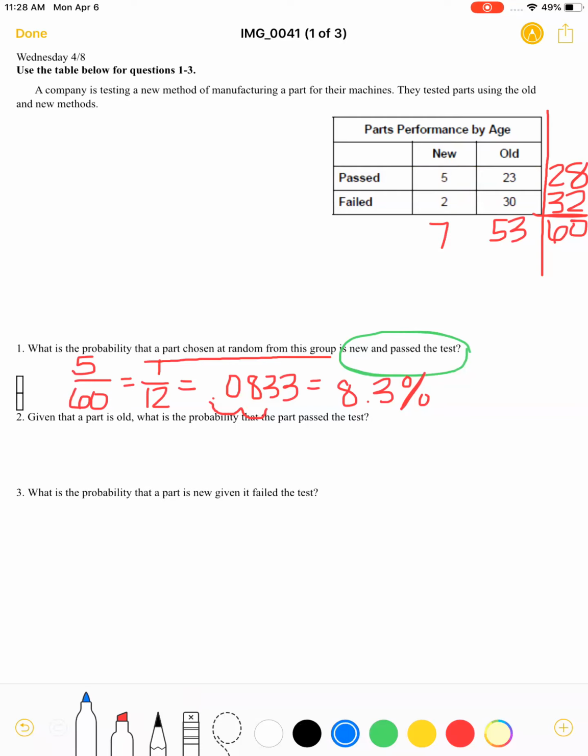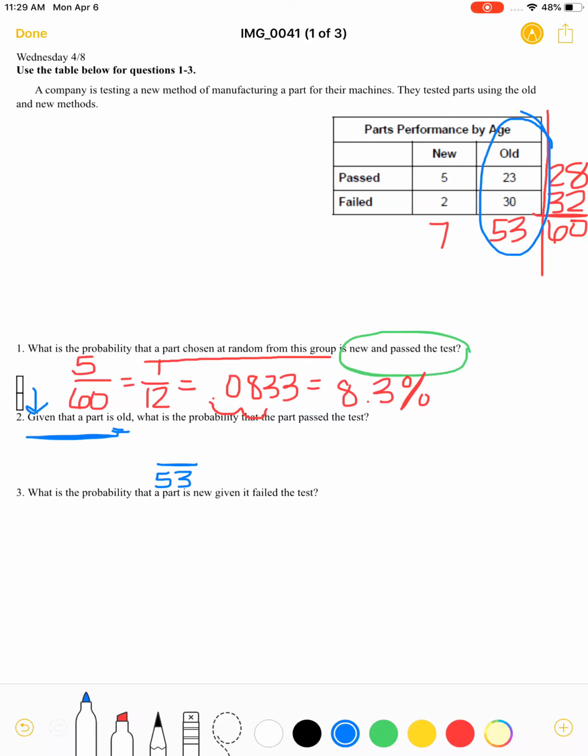Number 2 says, given that the part is old, what is the probability that the part passed the test? If you watched the video from yesterday that had our notes, we talked about how that word given is a really important word. They are narrowing down the sample for us when they use that word given. So they're telling us we're not looking at the total 60 this time. They're telling us that the part chosen was an old part. So our sample, or our denominator, are only the parts that are old. So we're only looking at this part of the table, only the old parts. So 53 is our denominator.